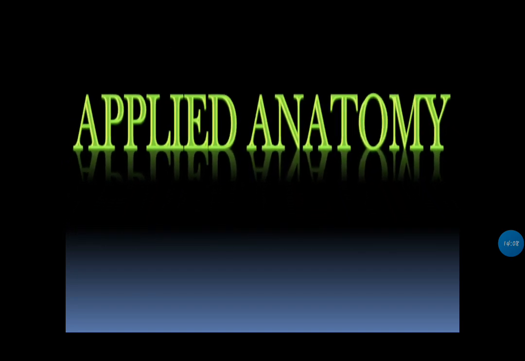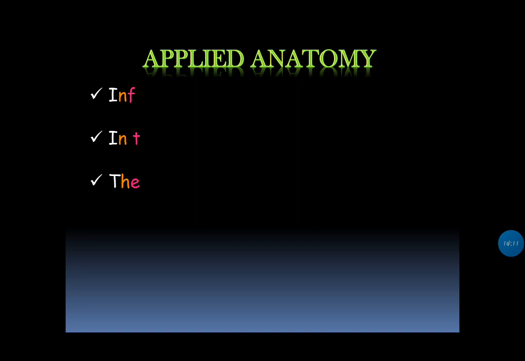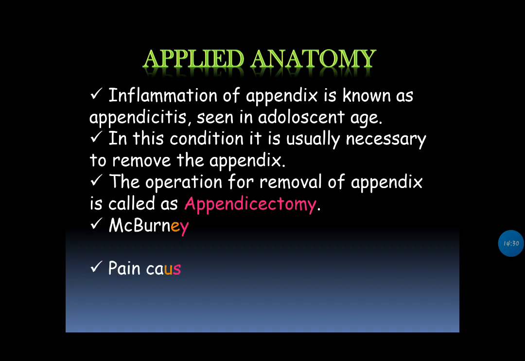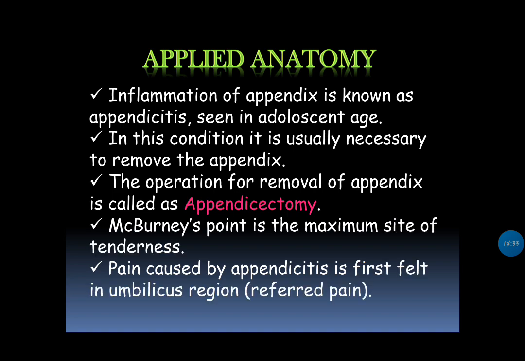Next is the applied anatomy. Here, the inflammation of appendix is known as appendicitis. It is seen in adolescent people. And in this condition, it is usually necessary to remove the appendix. The operation for the removal of appendix is called appendicectomy. We already know that McBurney's point is the maximum site of tenderness during appendicitis, and the pain caused by appendicitis is first felt in the umbilical region, and that is called referred pain. So the referred pain of the appendix is felt in the umbilicus region.